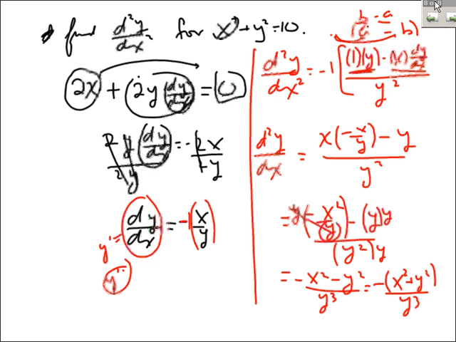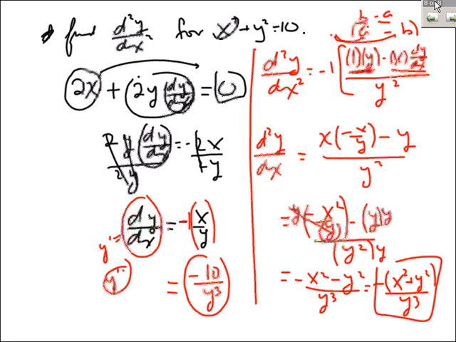Now the reason I wanted to do this problem is this is not done. I really ran out of space, so I'm going to put it right here. This is really negative 10 over y cubed. That's the final answer. Why is that? Because we were given that x squared plus y squared is 10. So I can cross out x squared plus y squared and put 10. Don't forget the minus in front. Okay, that completes the section on implicit differentiation.